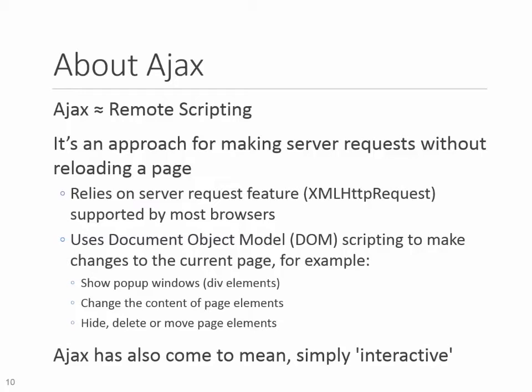What we typically then do, we get some data back from a server somewhere, and we use the document object model, which is the standard way of representing an HTML page inside the browser, to make changes to the current page. And those changes include things like showing pop-up windows if you wish, changing the contents of page elements, hiding, deleting, or moving page elements. You can animate page elements. You can cause them to disappear or delete them from the page. The document object model, the DOM, we're going to refer to it as, is just the programmatic way of updating pages in more or less real time.